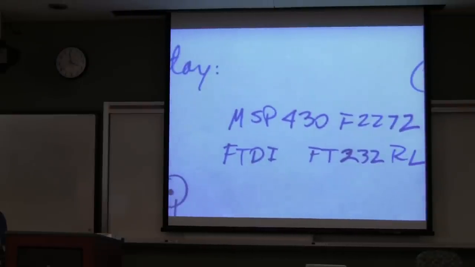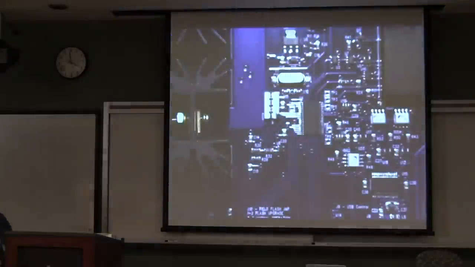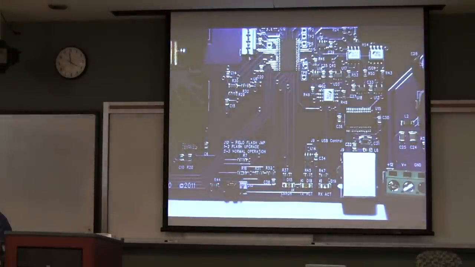It is an MSP430 variant F2272. And oh, by the way, what do we have right here? A USB port. And what does every USB port need? Some sort of USB communications chip as well. You see that on your board as well if you look carefully.